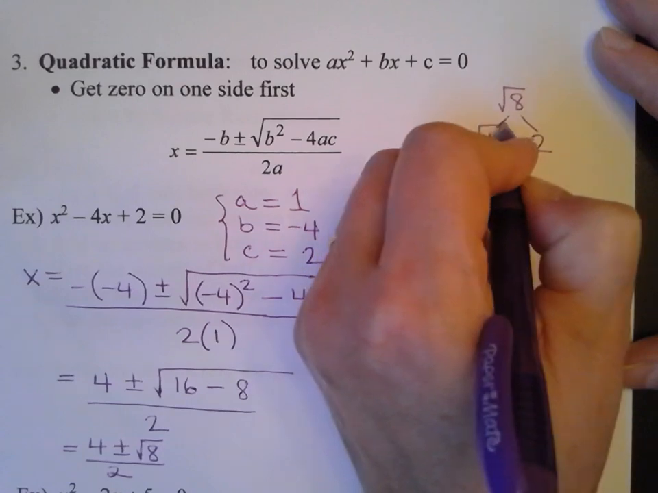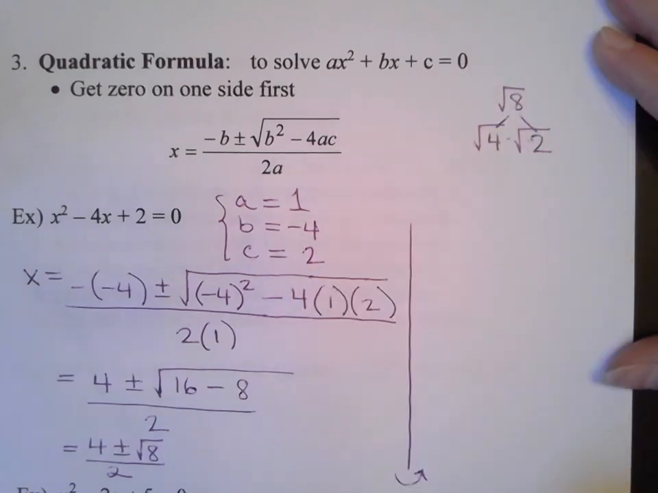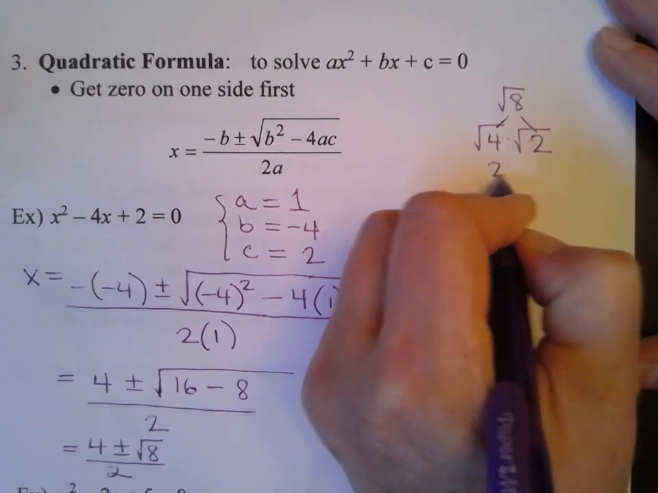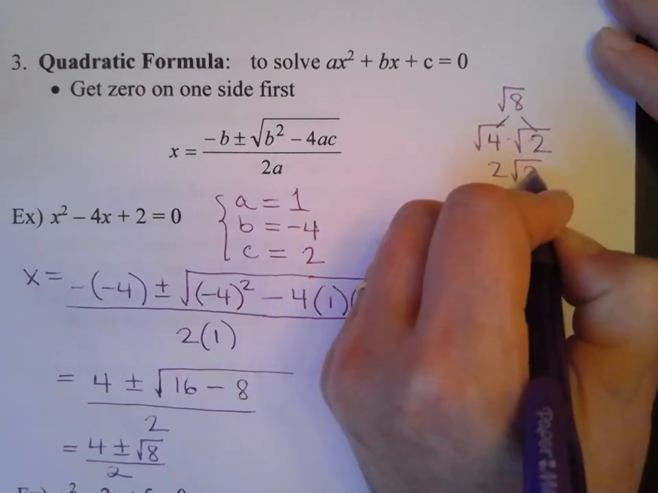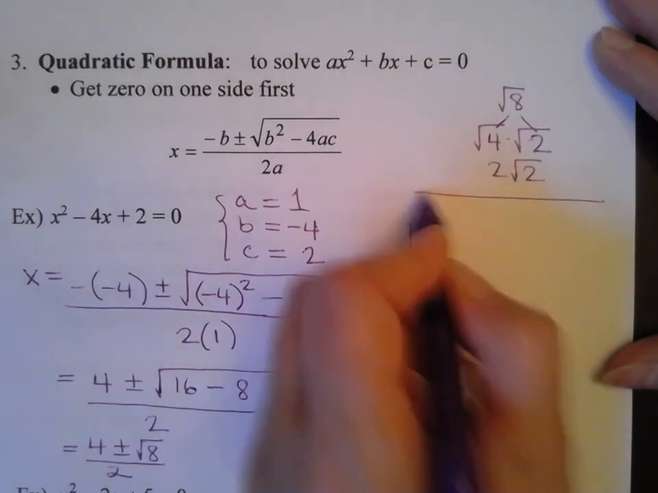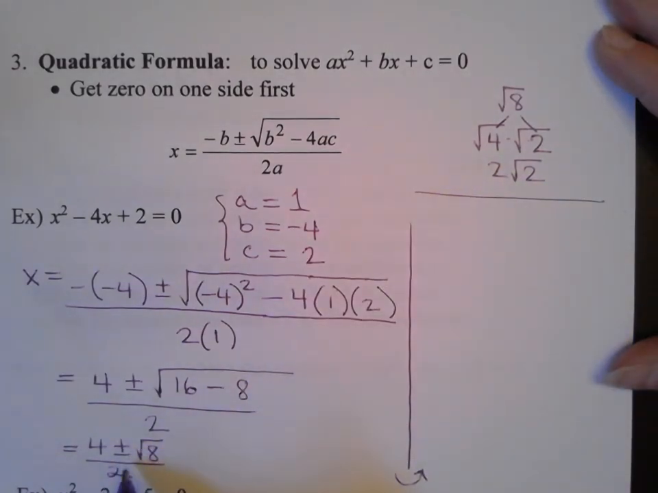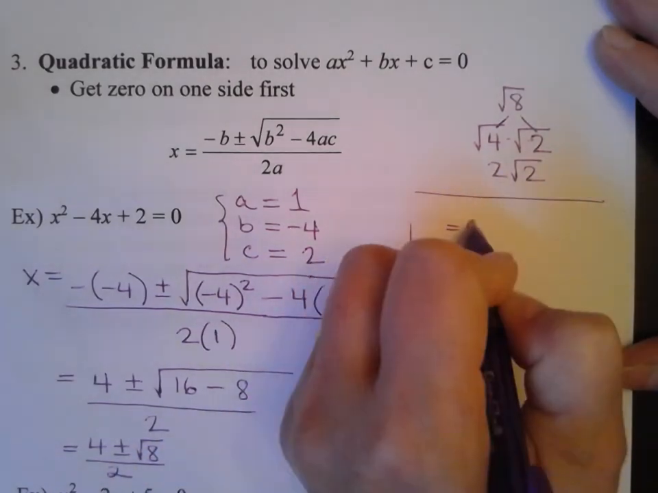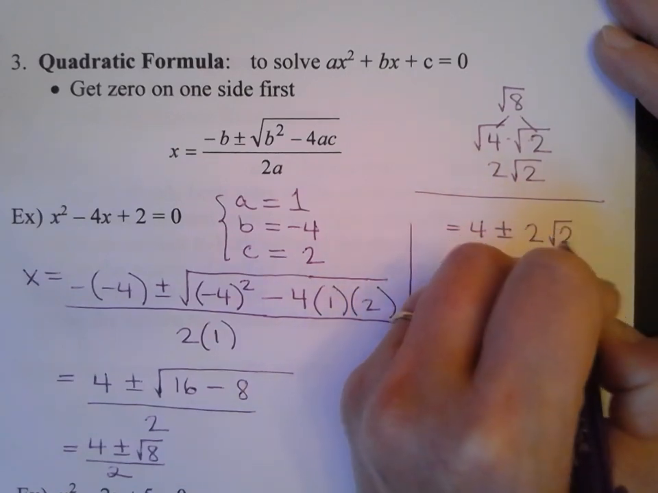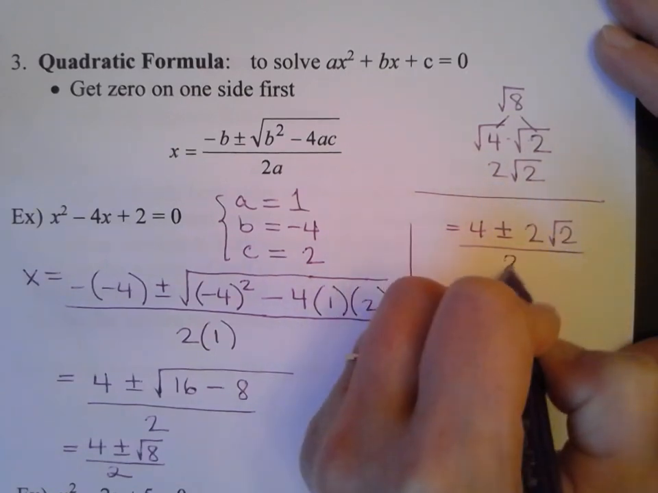I'm allowed to break up a square root over multiplication. So when I simplify the square root of 8, a 2 comes out because the square root of 4 is 2, and I have 1 2 left in there. Okay, so this becomes 4 plus or minus 2 square root of 2 over 2.